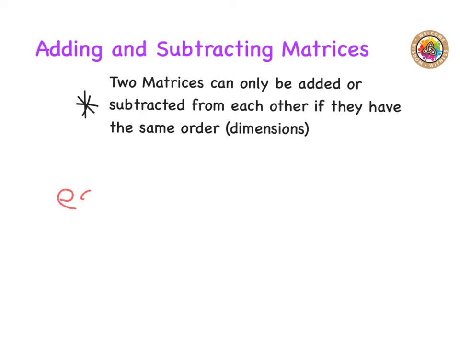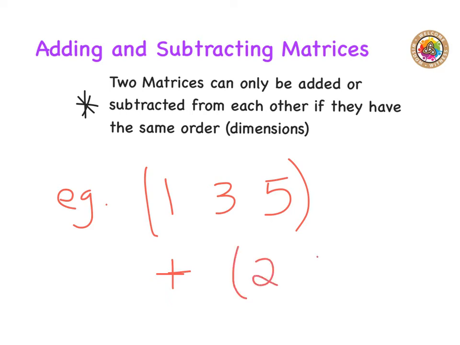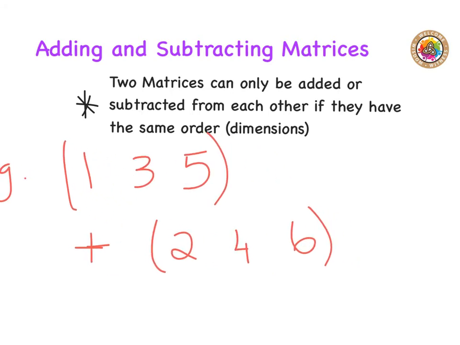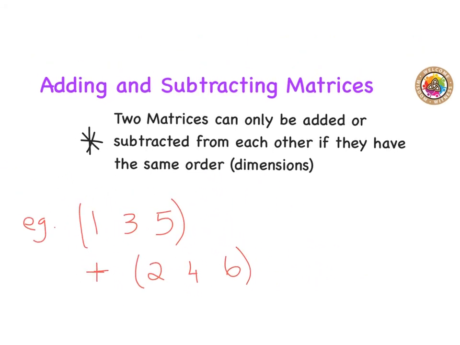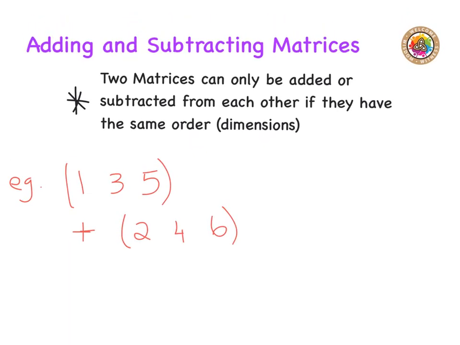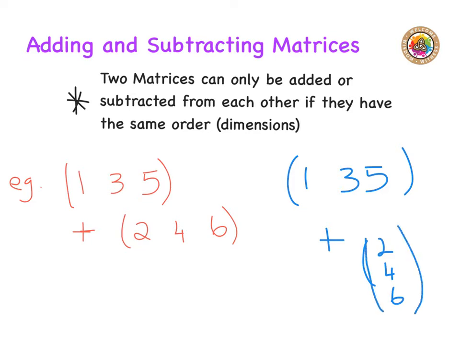So, for example, if I have a matrix that looks like this, one row, three columns, a 1 by 3 matrix, it can only be added with another matrix that looks like that. So it could be added with, like, 2, 4, another 1 by 3, but I could not say 1, 3, 5 and add that with 2, 4, 6 that way, because the dimensions are different.